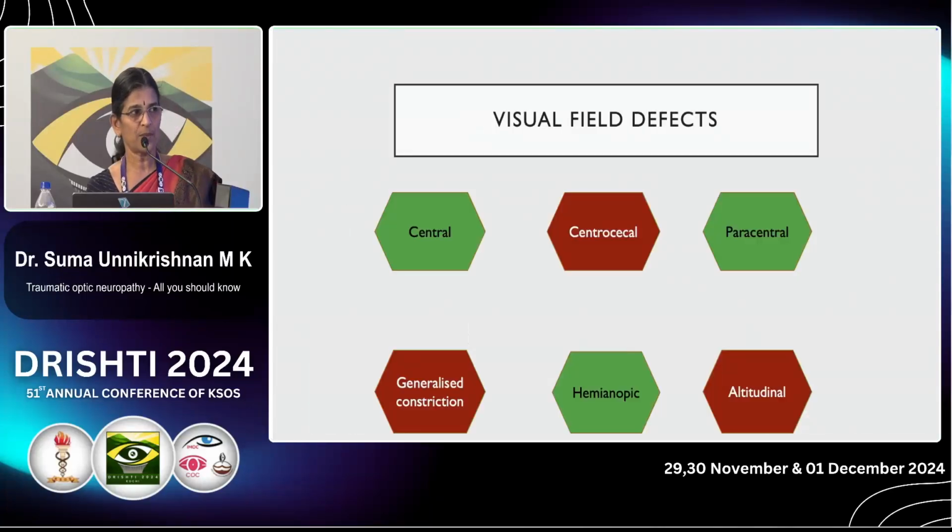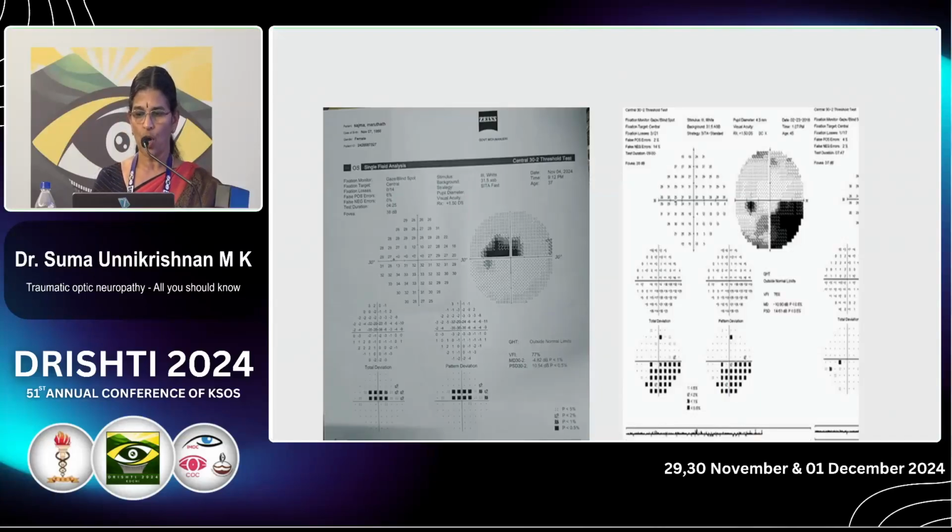No field defect is pathognomonic of TON. Any type can occur. The most common is the inferior altitudinal field defect, as you see in this picture, because the superior part of the optic nerve is easily damaged, or early damage can occur because of the tight adherence of the superior part of the optic nerve in the optic canal.